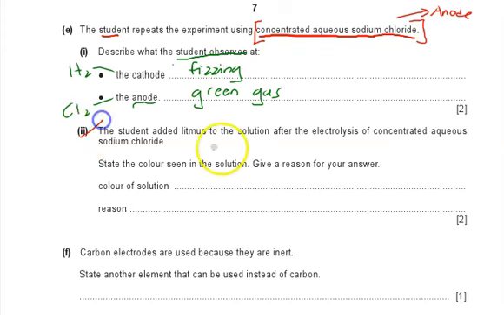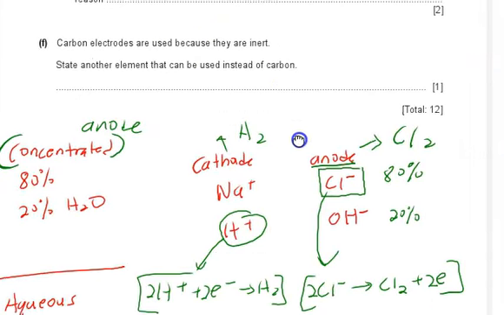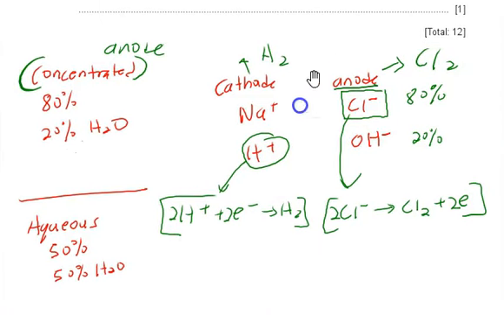Okay, now for number 2, the student added litmus to the solution after electrolysis of the concentrated aqueous sodium chloride. State the color seen in the solution. Give a reason for your answer. Okay, he added litmus paper into the solution. Now what happened over here? Let me go back to the story.